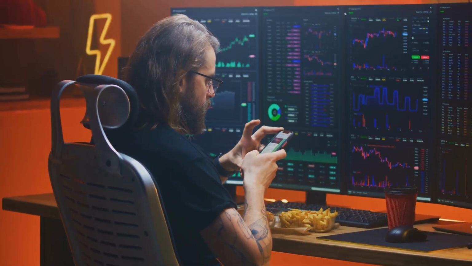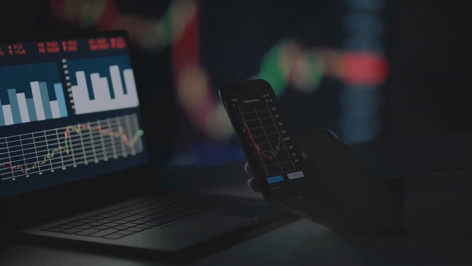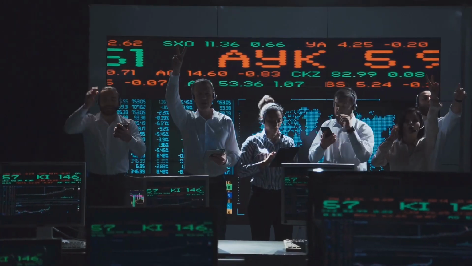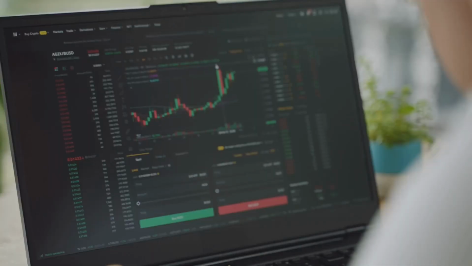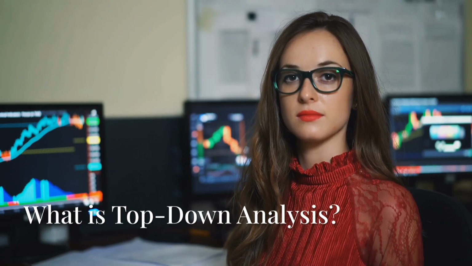Top-down analysis in online trading is a multi-time frame approach used by professional traders to align trades with the overall market structure, trend, and momentum. It helps increase the probability of successful trades by ensuring you're trading with the bigger picture, not against it.